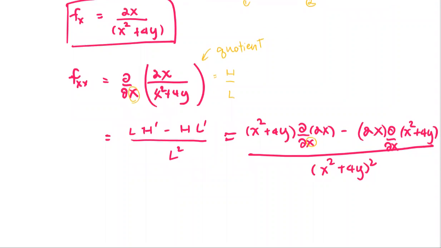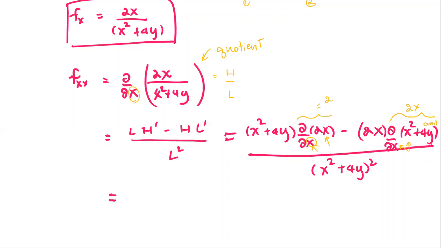Now we're going to work on each partial derivative. This part is going to give you what? 2, because you see x here, right? Just treat it normally. For the second part, you see x here, you see x here, but the 4y is going to be treated as a constant. So this term is going to be 2x, just the 2x. And then put them together.